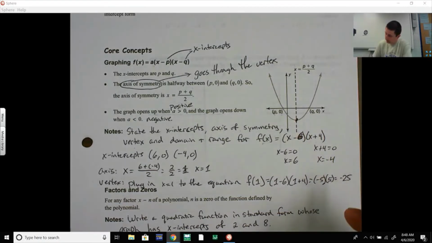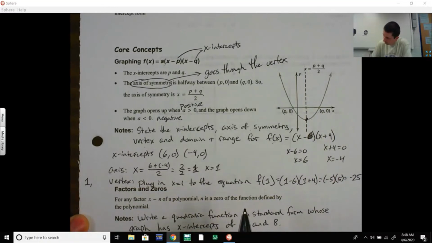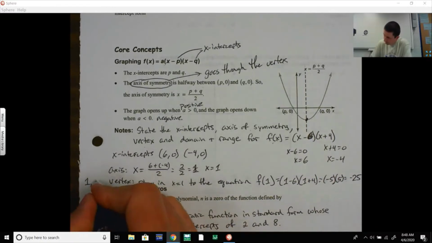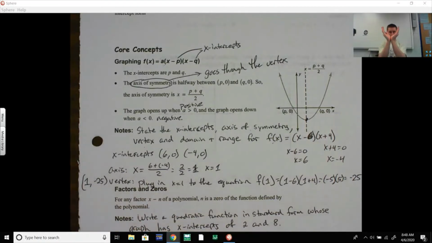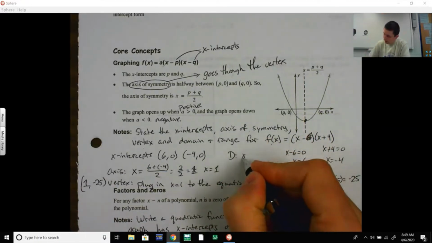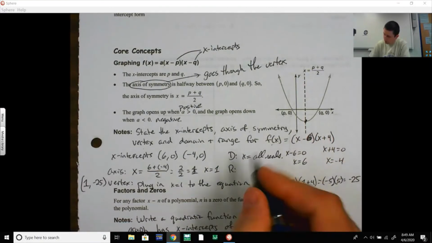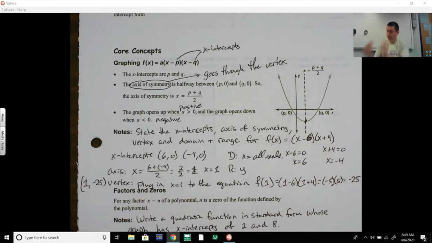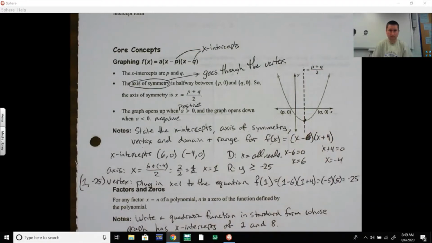So your vertex is the point 1, negative 25. That's where your vertex is. And remember, this graph goes up, so it's going up from down here, 1, negative 25. It's not going to go any lower than that. Okay? So your domain, x equals all reals. That's always going to be the case. And your range, y, since it's going up, y is greater than or equal to your minimum, which is negative 25.